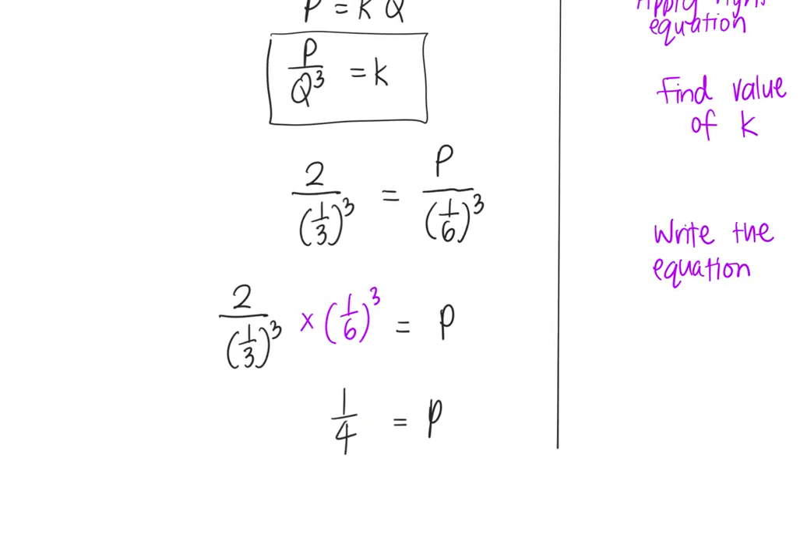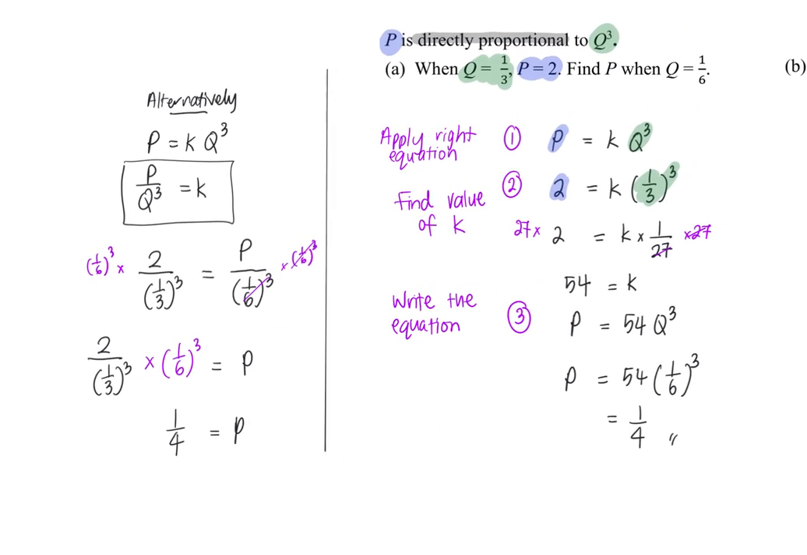I will just multiply by 1 over 6 cube on both sides so that here can divide off. And that will give us the same answer, 1 over 4. So these are the two possible ways of solving this particular part A.